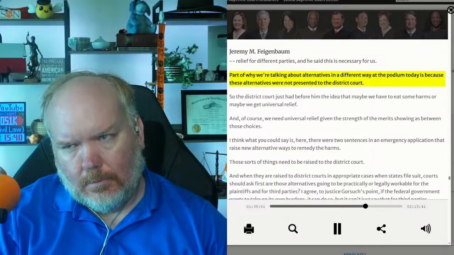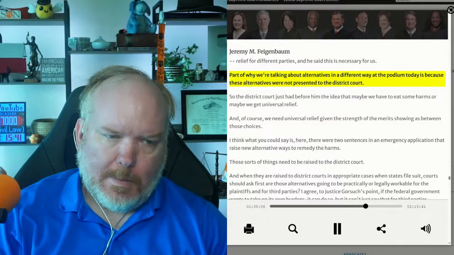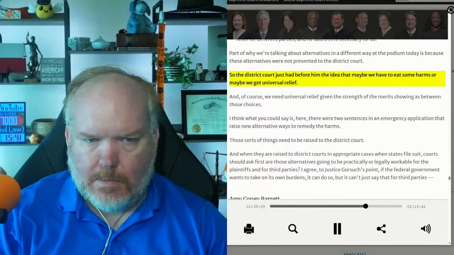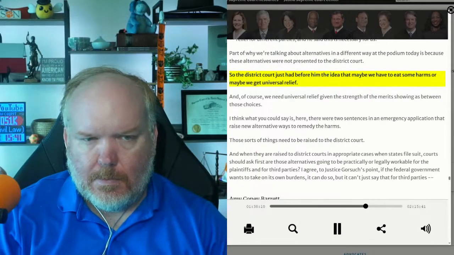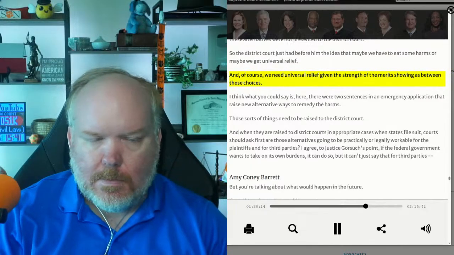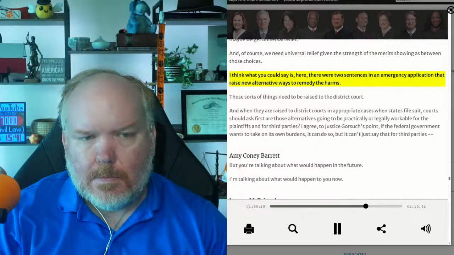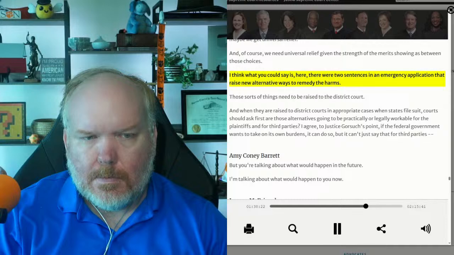Part of why we're talking about alternatives in a different way at the podium today is because these alternatives were not presented to the district court. So the district court just had before him the idea that maybe we have to eat some harms or maybe we get universal relief. And of course we need universal relief given the strength of the merit showing as between those choices. I think what you could say is here there were two sentences in an emergency application that raise new alternative ways to remedy the harms.